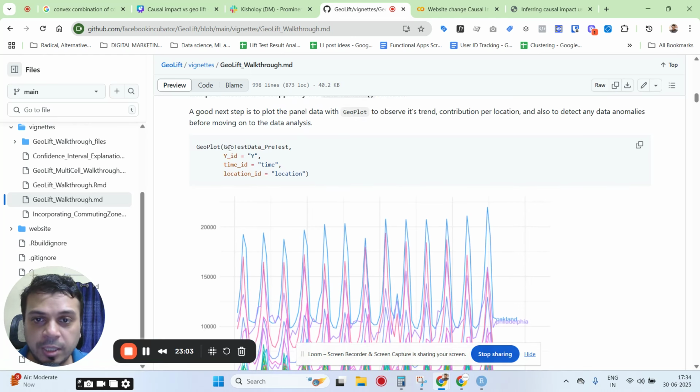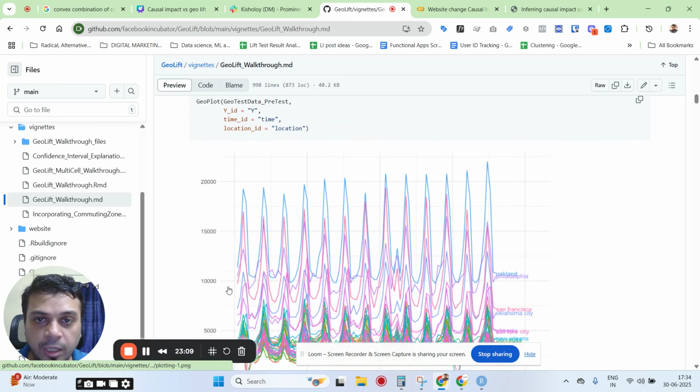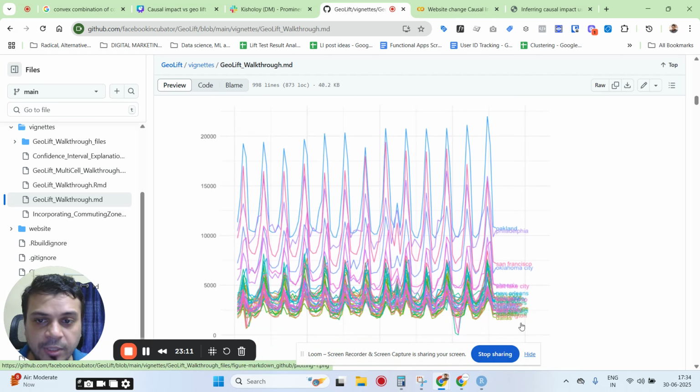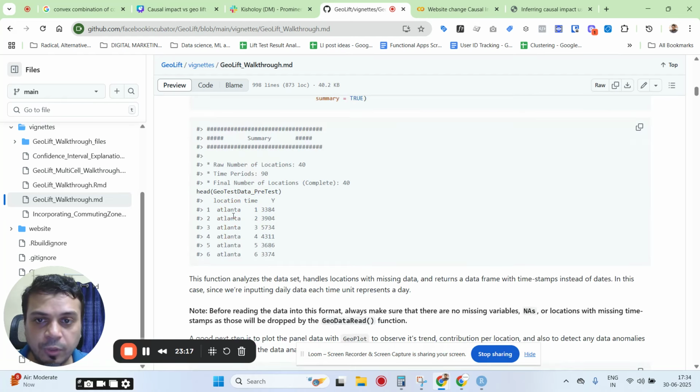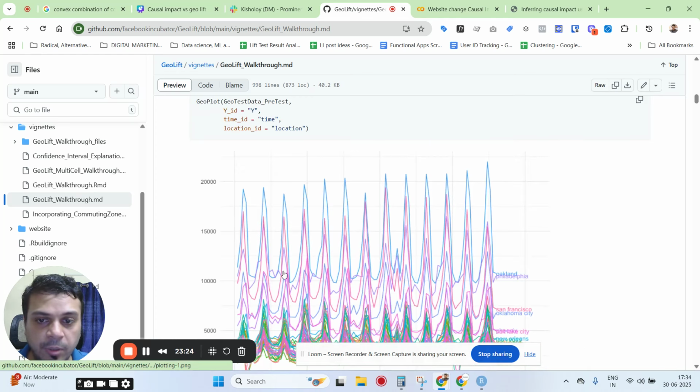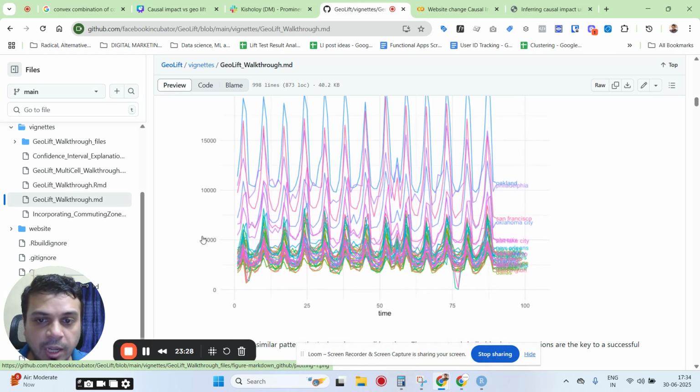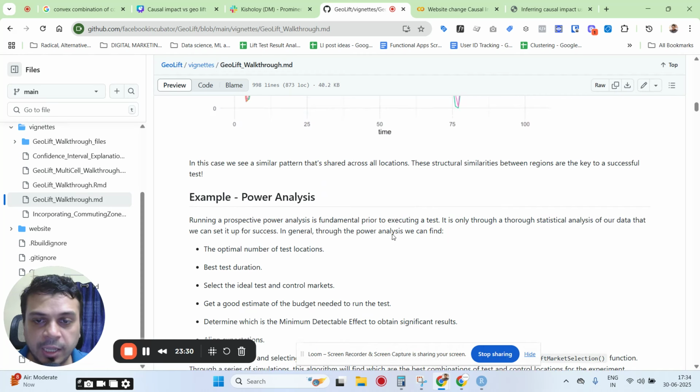So the geoplot, geotest, pretest, and this basically does the geoplot over the pretest data, and you can see how the data looks for the different regions. Okay, and this gives you Y. That's basically your sales data. You can take Y as a sales variable, and you can see how this has varied for some of these regions. Some of them are on the higher side, some on the lower side.